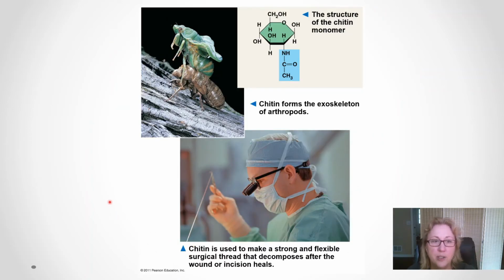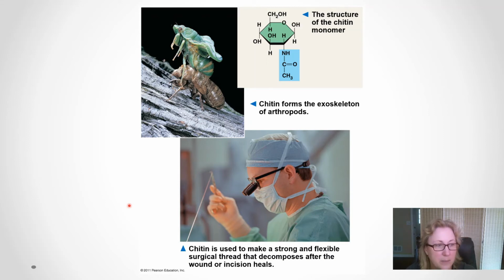Chitin has been used for many things. It's extremely strong, and it's been used as a dissolving surgical thread. You might know that if they do internal stitches on you during surgery, they don't want to have to open you up again to take the stitches out, so they use various things to make stitches that will slowly break down in your body, and chitin is one of the things that they make them out of.